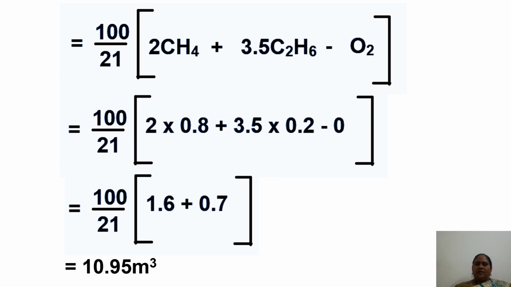You can substitute the percentage of methane and ethane: since 80% is given, it can be written as 0.8 for methane, and for ethane it is 20%, and hence it is given as 0.2. And oxygen is not mentioned in the problem, and hence it is denoted as 0. Upon substituting, we get a final answer of 10.95 meter cube.